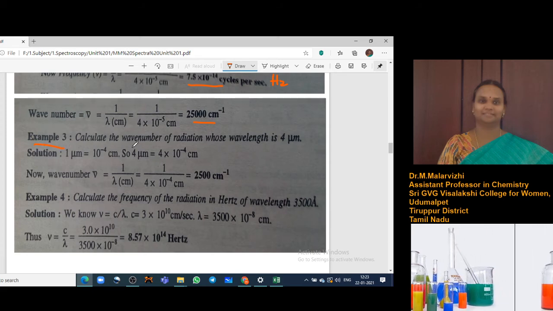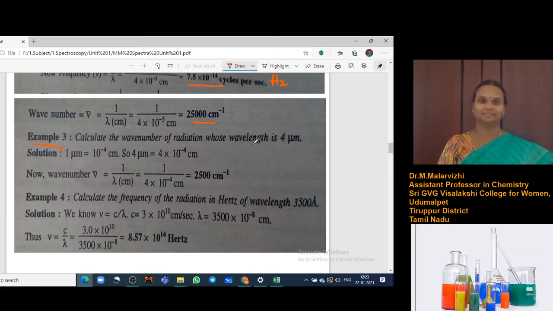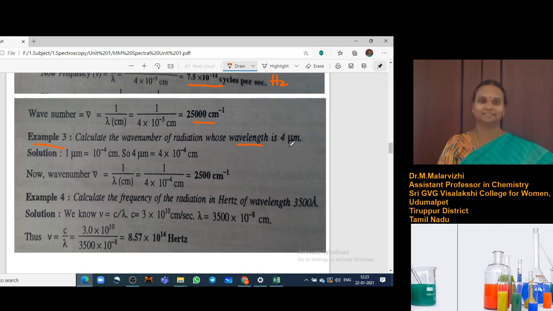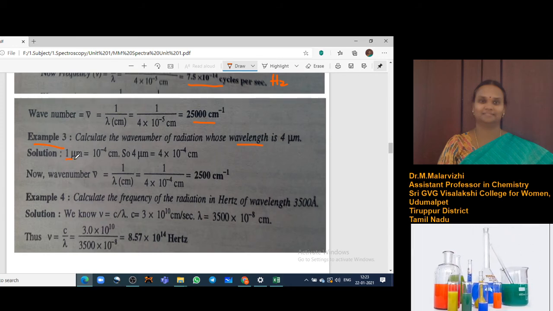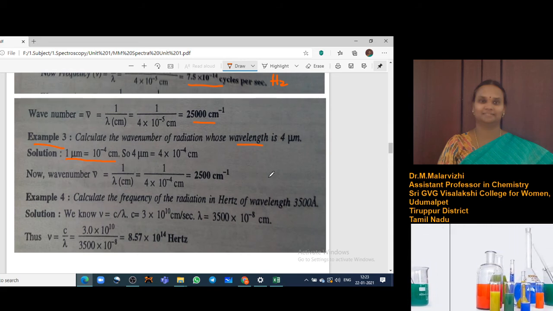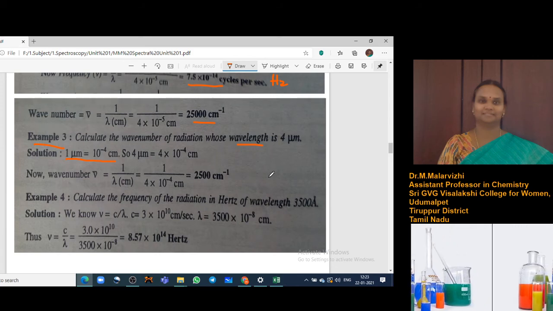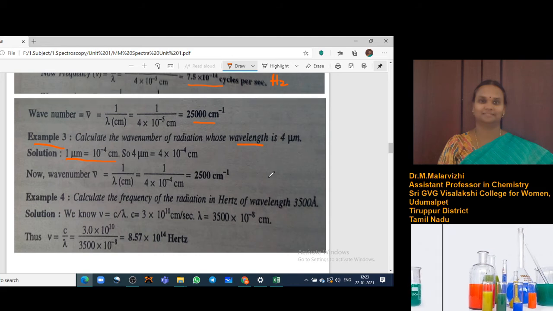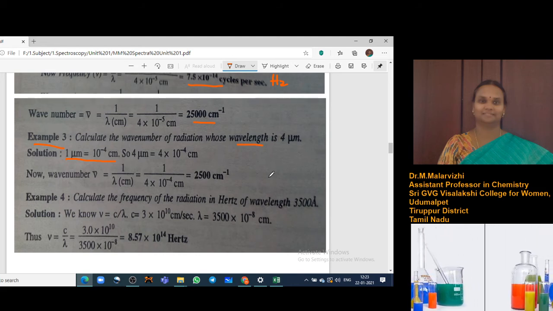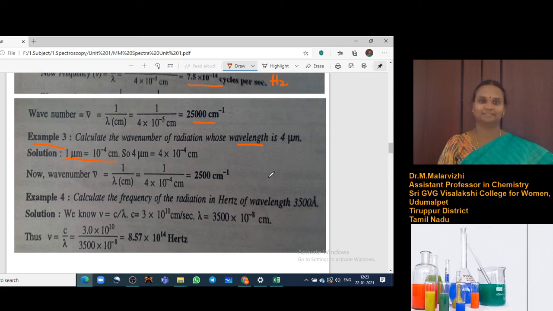See, again they are asking to calculate wave number, and here the wavelength is given. See, wavelength is given in the unit micrometer. We know that 1 micrometer is equal to 10 power minus 4 centimeter. So, in order to convert 4 micrometer, you just multiply by 10 power minus 4 centimeter. So we got the wavelength in terms of centimeter: 4 into 10 power minus 4 centimeter.